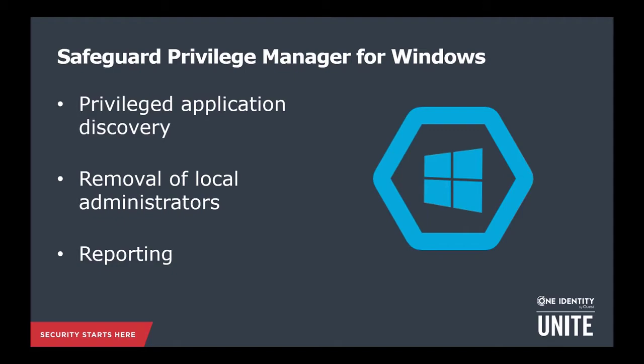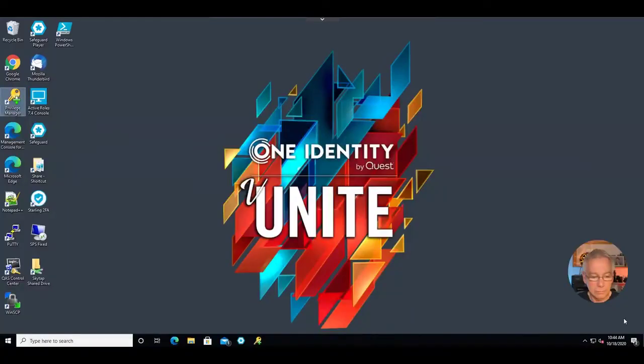Okay, so let's see the product in action. Let's talk about the Windows Privilege Manager. We may have already seen that we can secure things on Unix. Now let's have a look at the Windows side. I'm back at my standard administrative workstation and I will fire up something called the Privilege Manager for Windows. This is over here.